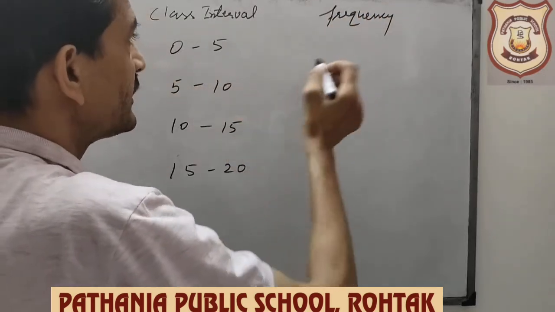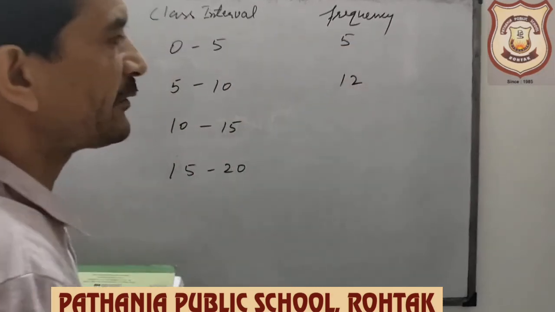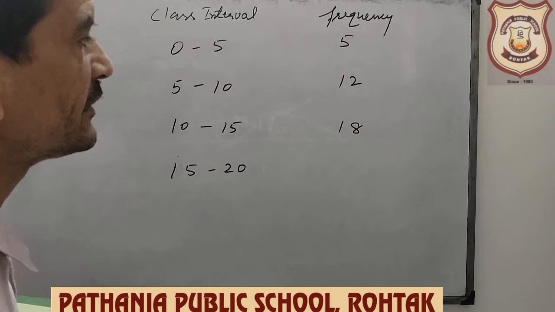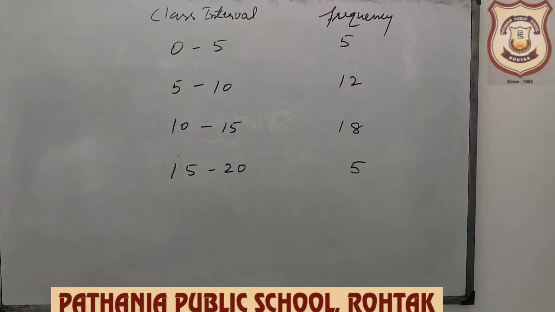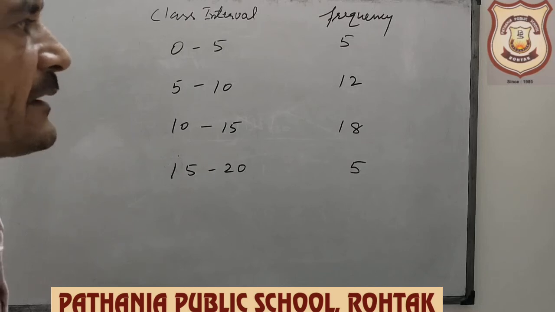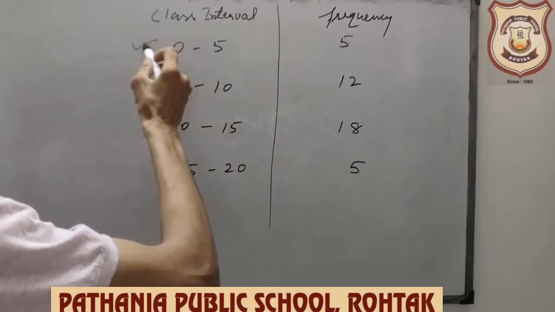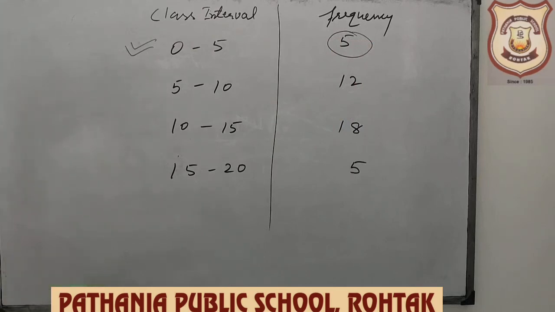Suppose that 5 students got 0 to 5 marks, 12 students got 5 to 10, 18 got between 10 to 15, and 5 got 15 to 20 marks. So this is in the form of data. Okay, we call this data. These are known as class intervals, and these are the number of students who got the marks. These are known as frequency.